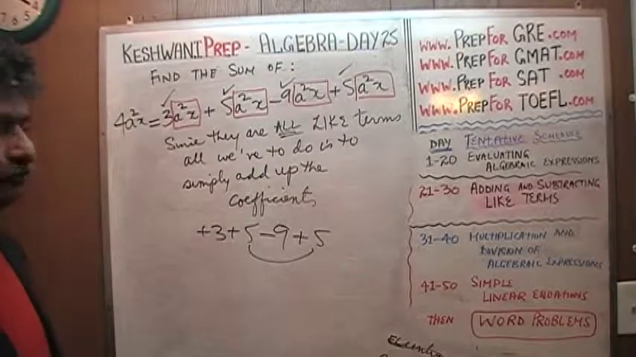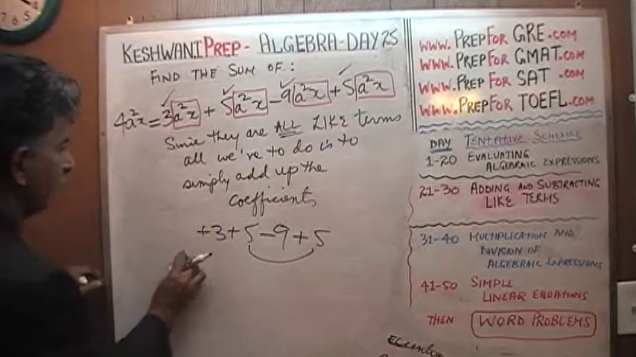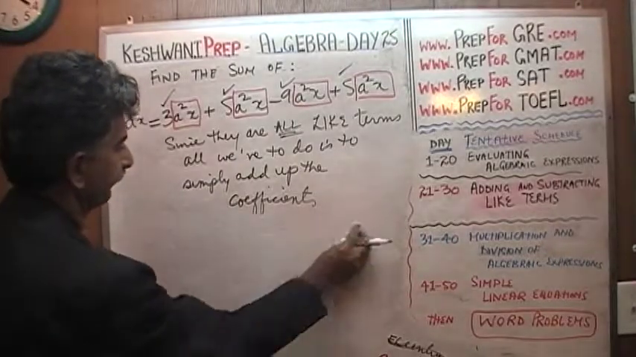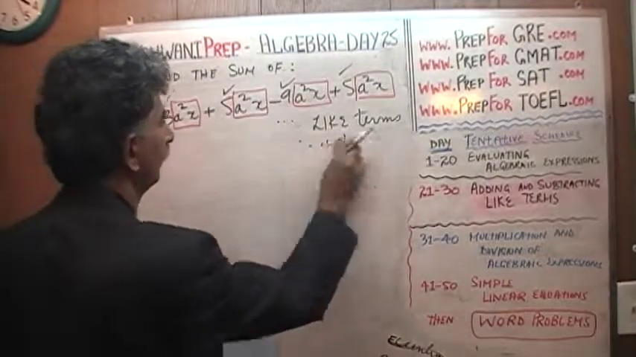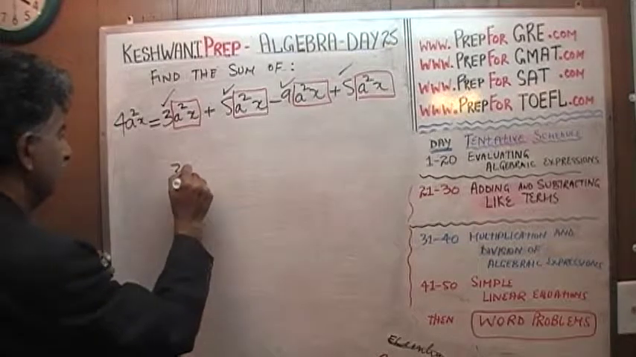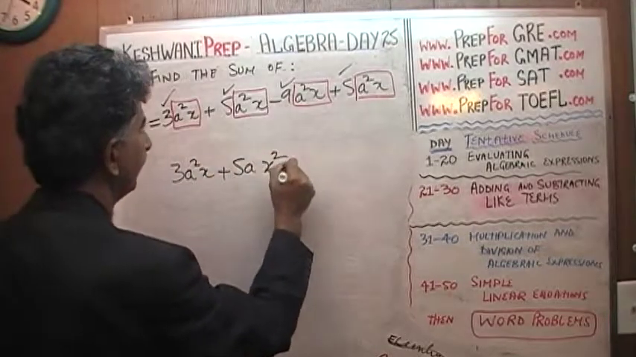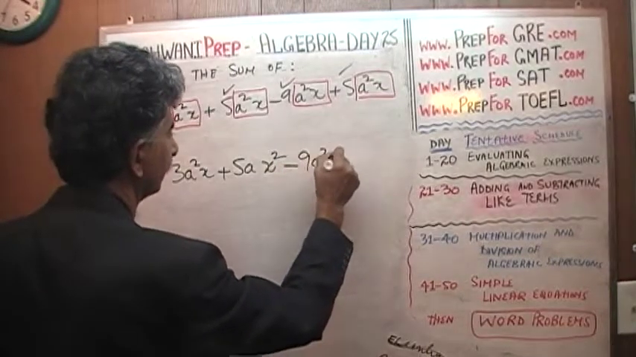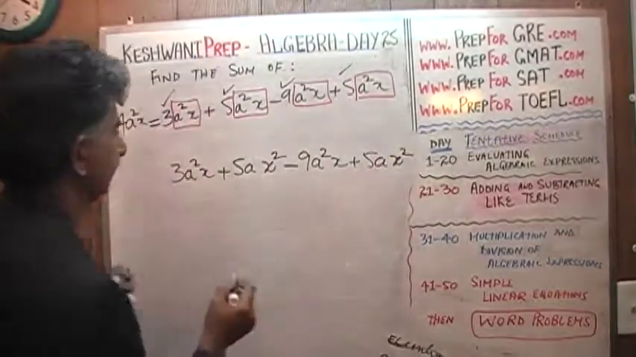That's all. Let's do one last problem before we call it a day. What if we were asked how much is this? 3a squared x plus 5ax squared minus 9a squared x plus 5ax squared.